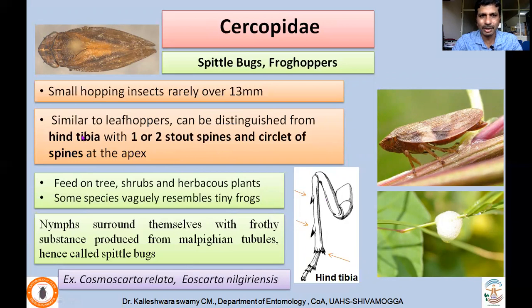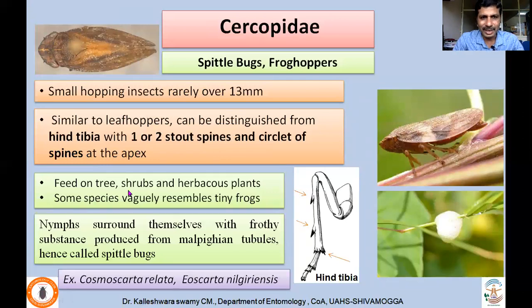So I'm again talking about the hind tibia, in leafhoppers, Cicadellidae. You can see here one or two stout spines in the hind tibia and a circlet of spines. Say, for example, this is the hind tibia I'm talking about. There will be one or two stout spines, and at the end of this tibia, these spines are arranged in a circular manner. Very important character. You can easily distinguish Cicadellidae and Cercopidae with this character.